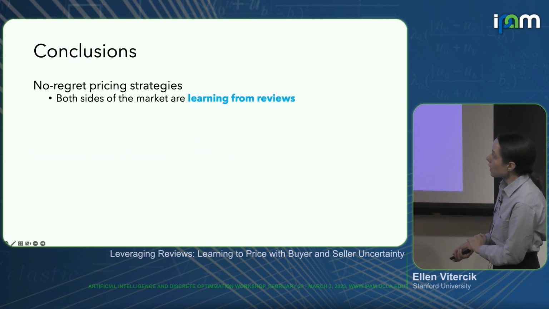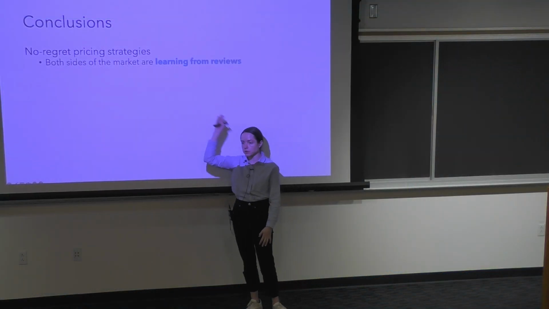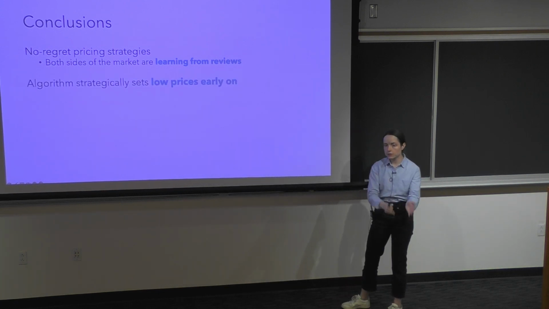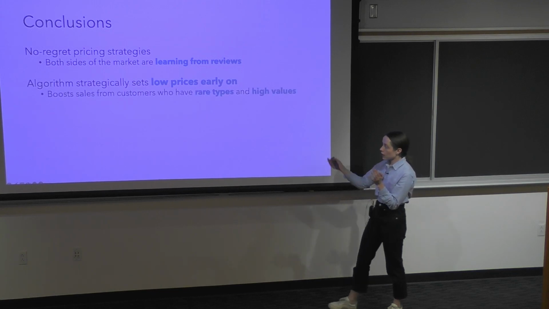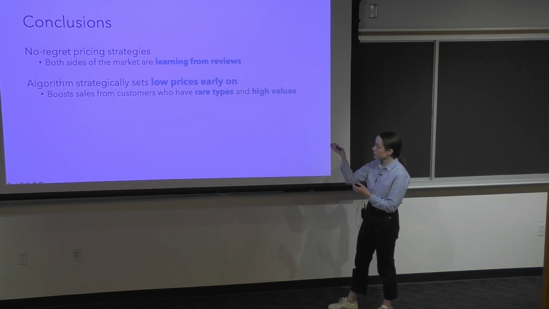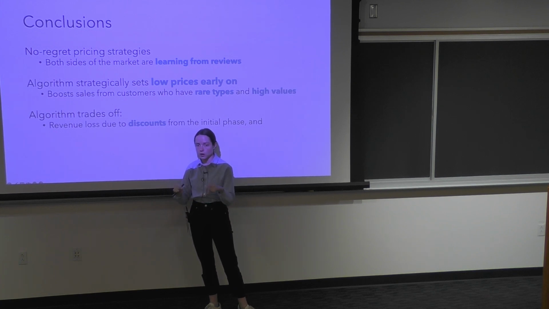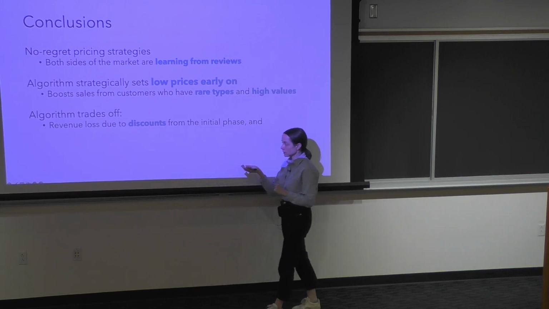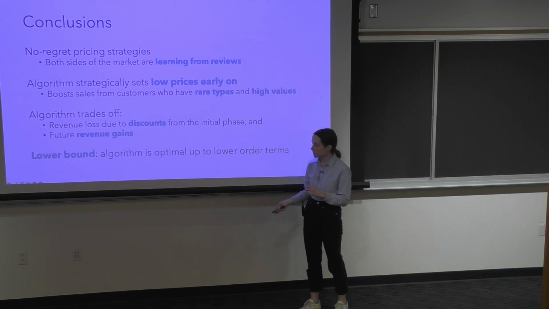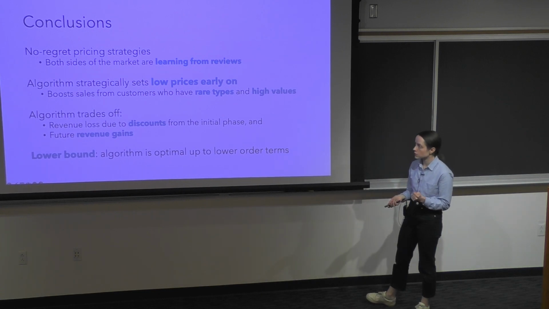So conclusions, just a summary. We give these no regret pricing strategies when both sides of the market, both the seller and the buyers, are learning from reviews. Our algorithm strategically sets lower prices earlier on, and this allows us to boost sales from customers who have somewhat rare types but high values. In doing so, our algorithm has to carefully trade off the revenue loss that we incur from giving discounts in the initial phase with the potential for future revenue gains. We also have this lower bound showing that our algorithm is optimal up to lower order terms.